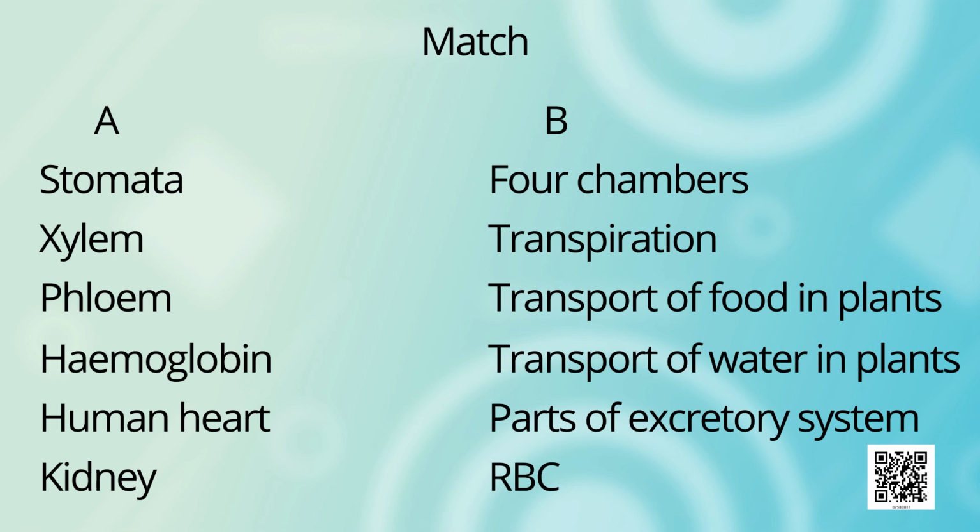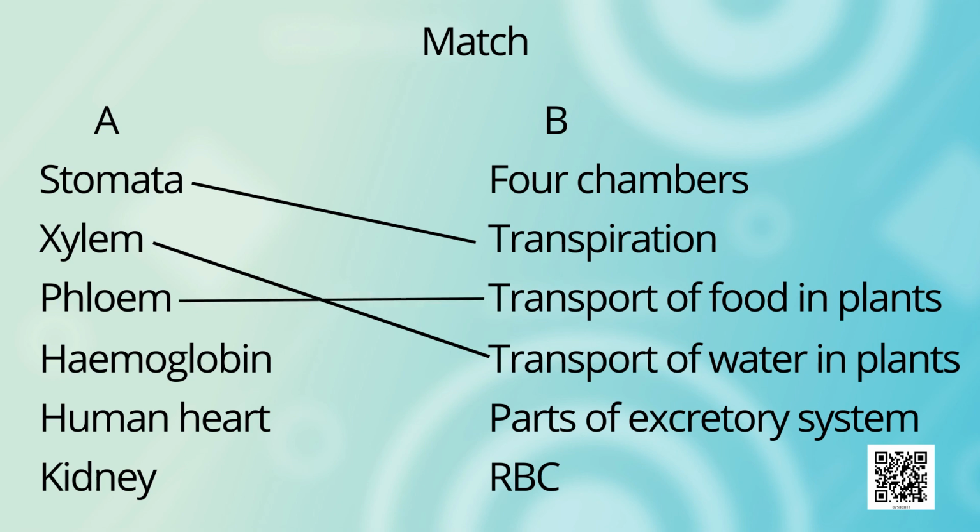So, stomata are helpful in transpiration, xylem transports water in plants, phloem transports food in plants, hemoglobin is present in RBCs, the human heart has 4 chambers, and kidneys are part of the excretory system.